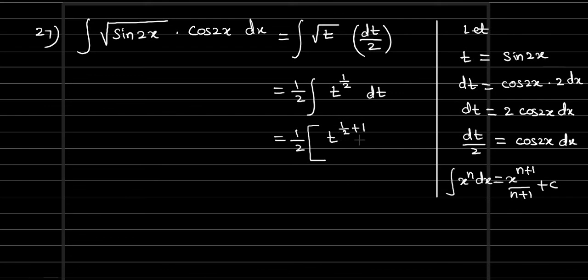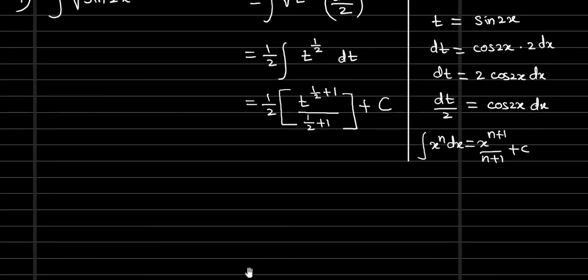Now after adding the same power, we need to repeat it in the denominator. So now integration is done. Since it's an indefinite integral, we need to put the constant c. Now 1 by 2 plus 1, 1 by 2 t power 1 by 2 plus 1.